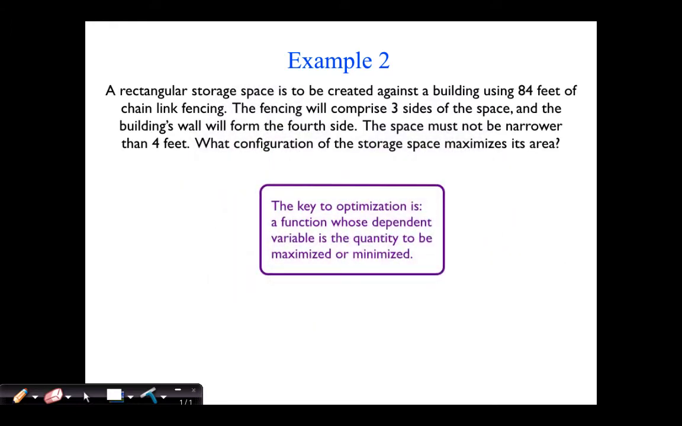And again, the key to this is being able to write a function whose dependent quantity is the thing that we're trying to maximize or minimize. And in this case, this problem here, we're trying to maximize our storage area. So I would like to write some sort of function for area of my storage space. Because if I could write a formula for area of my storage space somehow related to all the information in this problem, then I could figure out where it's at a maximum, and then we've met our goal.